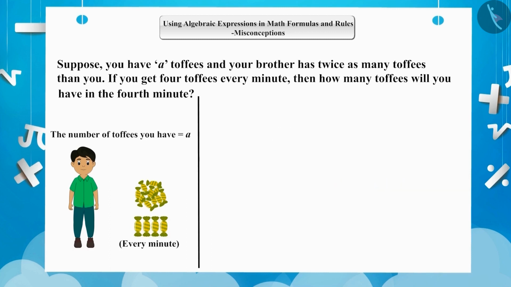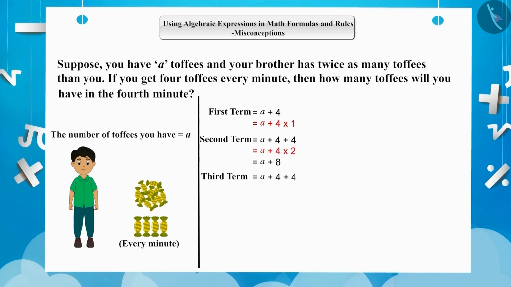So, after the first minute, the number of toffees you will have is a plus 4, which we can represent as the first term like this. Now, after each next minute, we have to add 4 toffees, so the second term will be a plus 4 plus 4, that is, a plus 4 times 2, which is equal to a plus 8. The third term will be a plus 4 plus 4 plus 4, that is, a plus 4 times 3, which is equal to a plus 12.